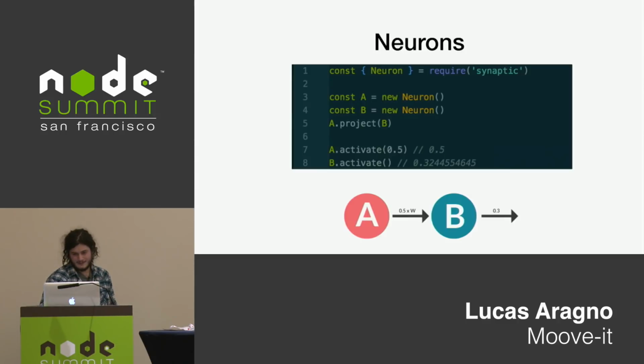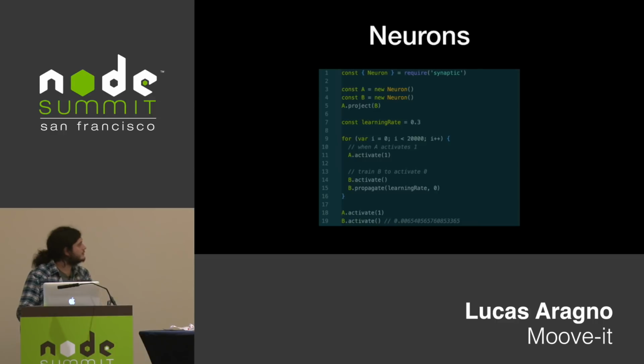But yeah, this is a small example in Synaptic of how you can create a neural network based on 2 neurons. We create 2 neurons, A and B. We project A to B. That's the synapse between those. And then B has an output. Then we activate A with 0.5. When we do that, A sends through the synapse 0.5 times a random weight at first, and then we activate B. B grabs that output from A, performs the sigmoid activation function, and we get a lot of random data because we are not really doing anything.